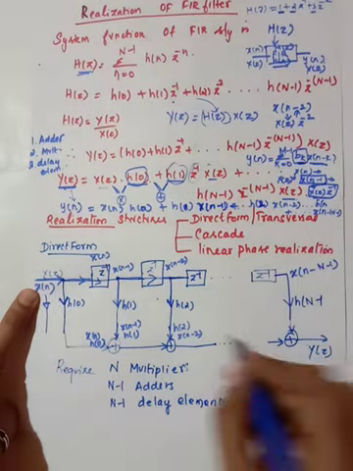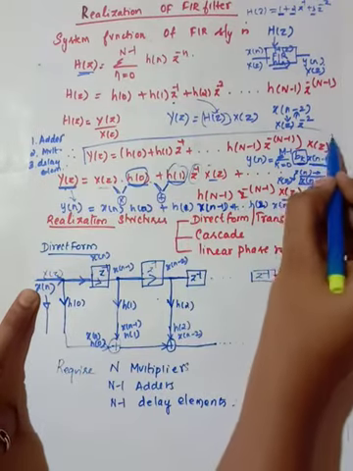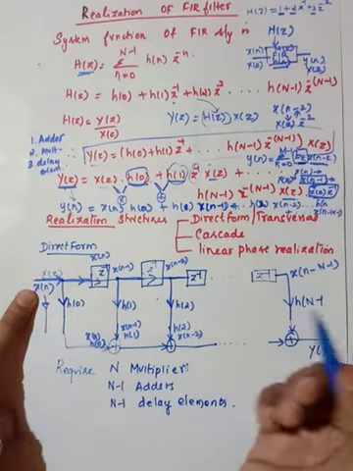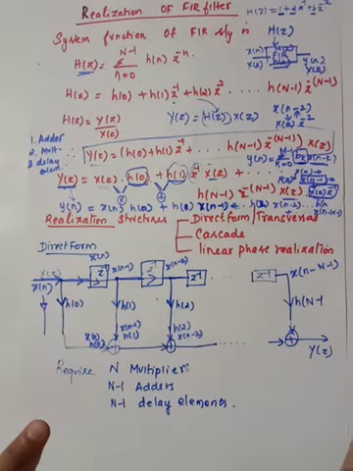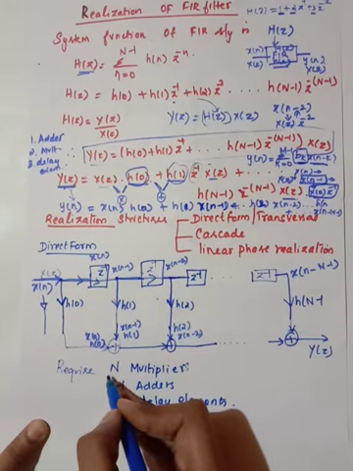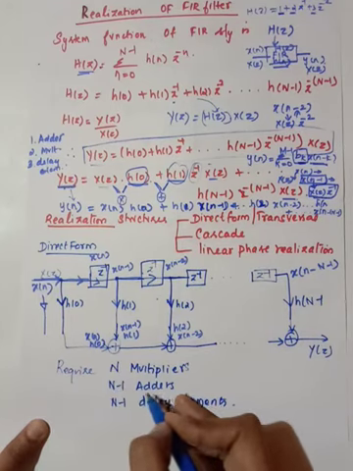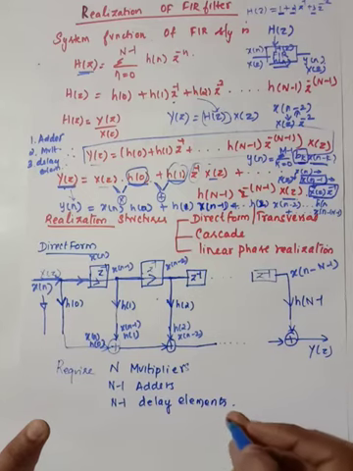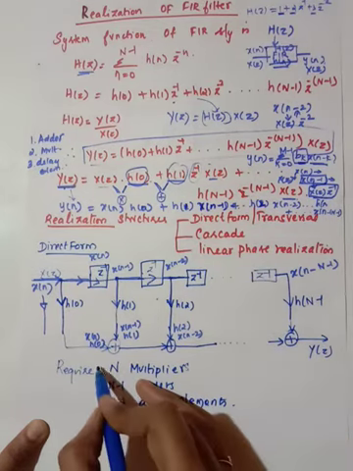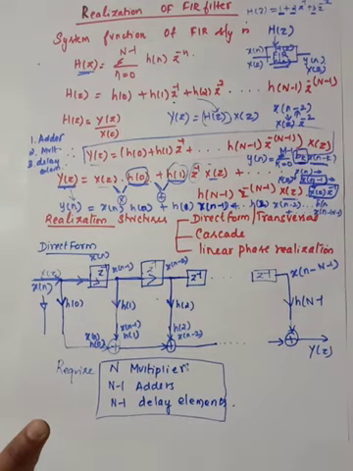So finally you will get all the output, you will get this function. This is the direct form realization. In order to implement this direct form realization, it requires N multipliers, N minus 1 adders and N minus 1 delay elements. These are all the requirements in order to implement a direct form structure.